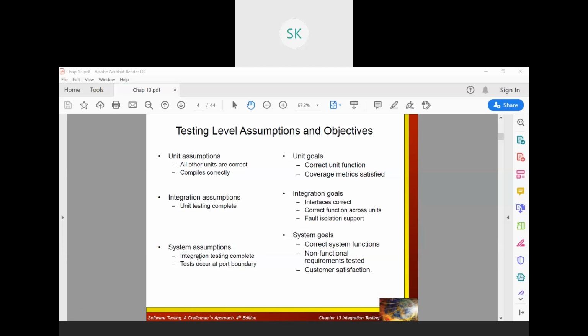What are the system assumptions? Whatever integration you are doing, you are not going to build that database project with just one particular page or one form. You will have n number of forms, and each one should be navigated one after the other. That is what you call a system.